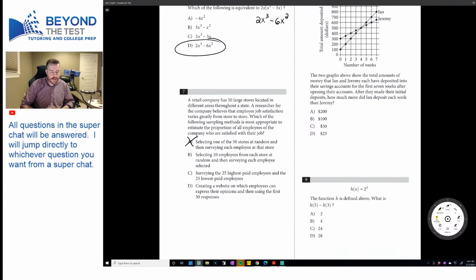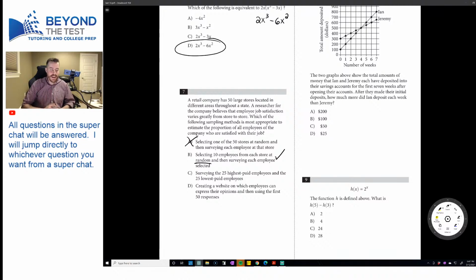But let's look at B here. Selecting 10 employees from each store at random and then surveying each employee selected. Now, the reason why I like this one is what I was just saying. They have the word random in there. So this sounds really good. So I'm going to keep that in. But let's check the other ones.